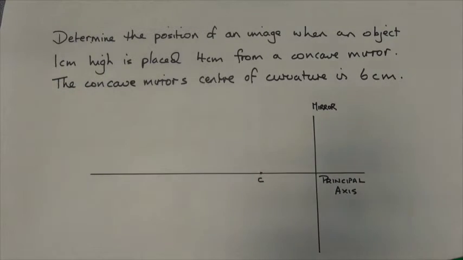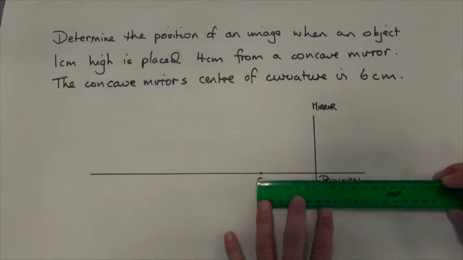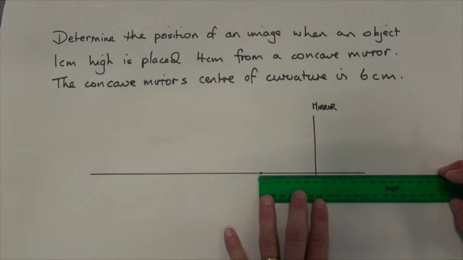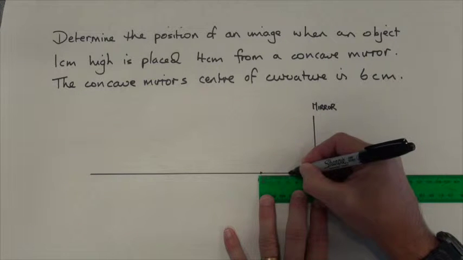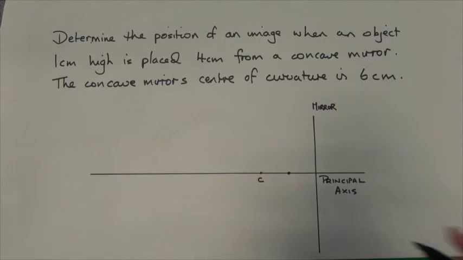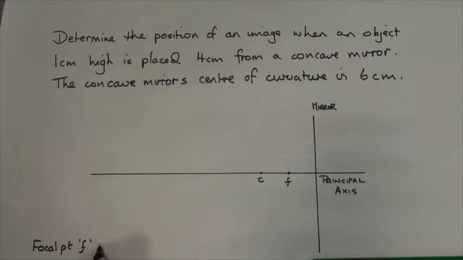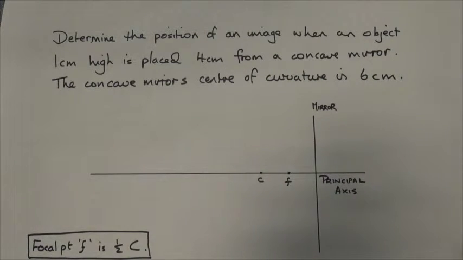There we go. Now I need to know the focal point. Now I know from my theory that the focal point is half the center of curvature. So if the center of curvature is 6, then the focal point will be 3 centimeters from the mirror. So I put a dot and label it F. So let's just put a note down quickly to remind us that the focal point is half the center of curvature C.